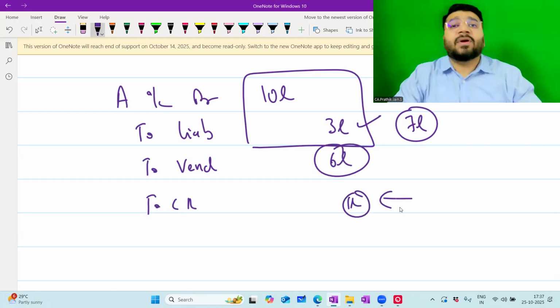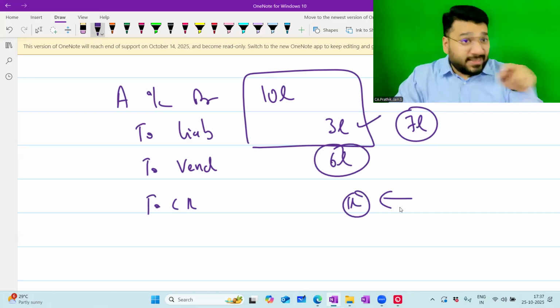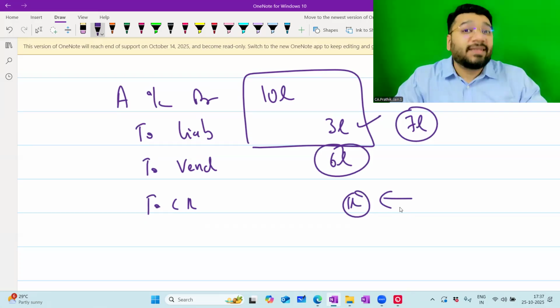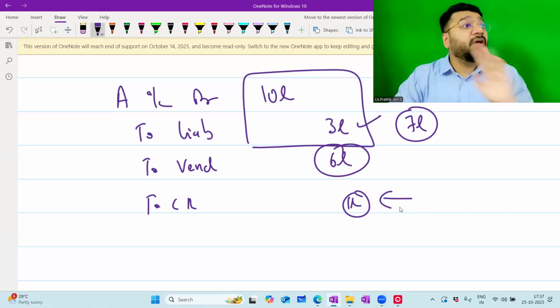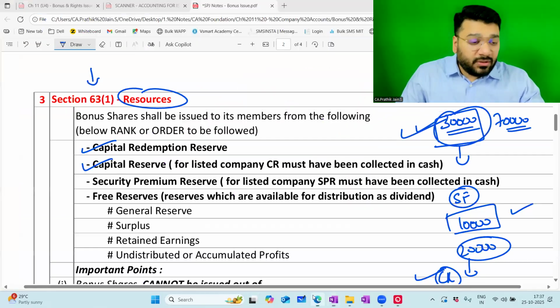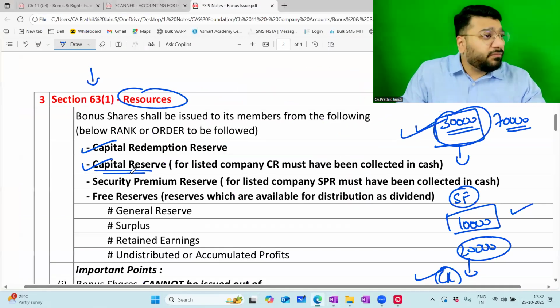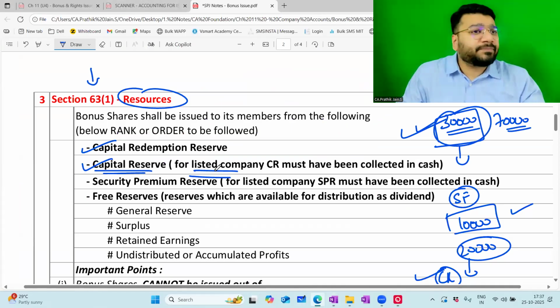So this is that capital reserve which is not realized in cash. Okay, not okay? So I gave you 2 examples when CR is realized in cash and when CR is not realized in cash. So I want that capital reserve which is realized in cash. For whom? Listed company. For unlisted company, both are okay.